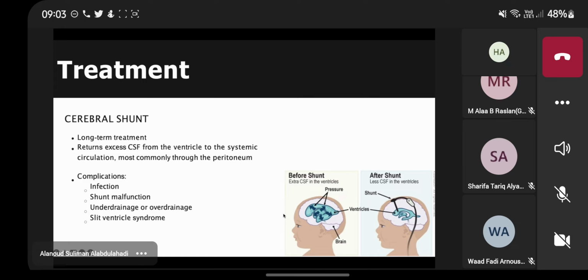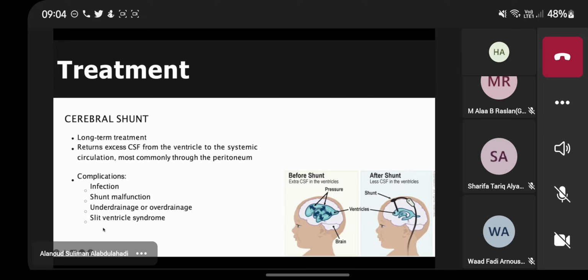Now, some of the complications include infections. This can be by bacterial contamination, shunt malfunction, and shunt malfunction can be due to blockage that is either complete or partial. Sometimes under drainage can occur, and this can increase the intracranial pressure, or over drainage. Now, over drainage can lead to serious complications as well, because it can lead to intracranial hypotensive syndrome. And if it became chronic, it can lead to slit ventricle syndrome.